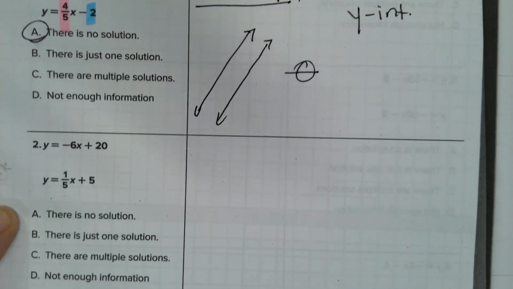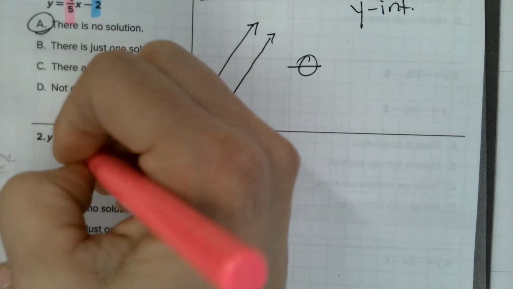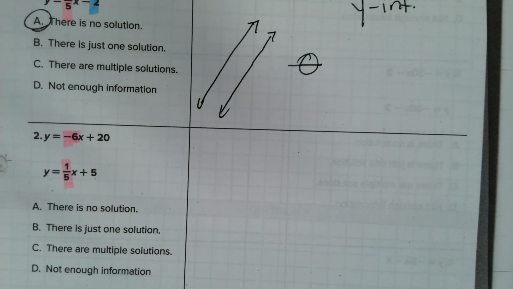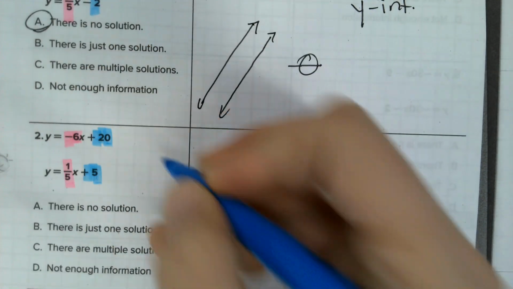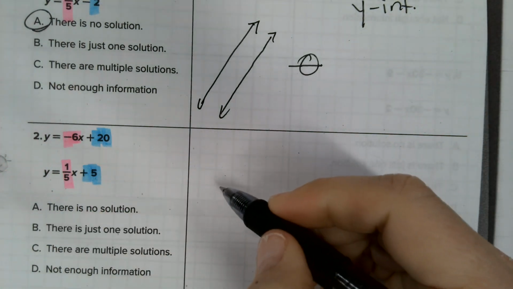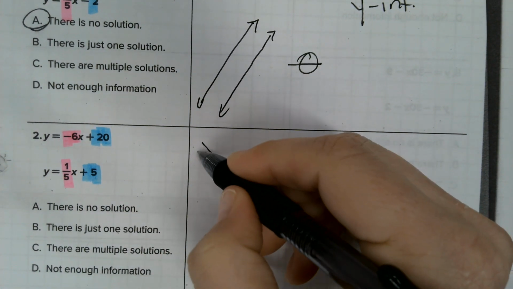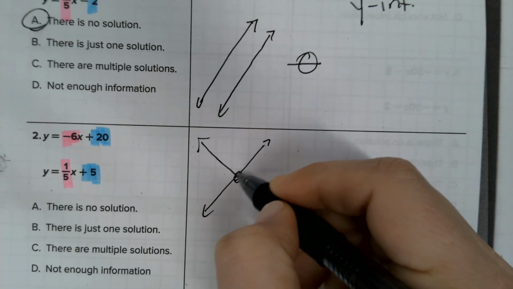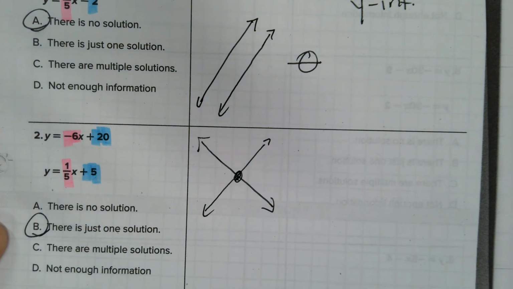Okay, number 2. If you look at the slopes here, one is -6/1 and one is 1/5. Those are not the same slopes, okay? And then we don't have the same y-intercepts. Because they both are different, you will know that these are going to be two different slopes, one that has a negative slope, one that has a positive slope, and that means they'll touch at once. So this will be just one solution, okay?